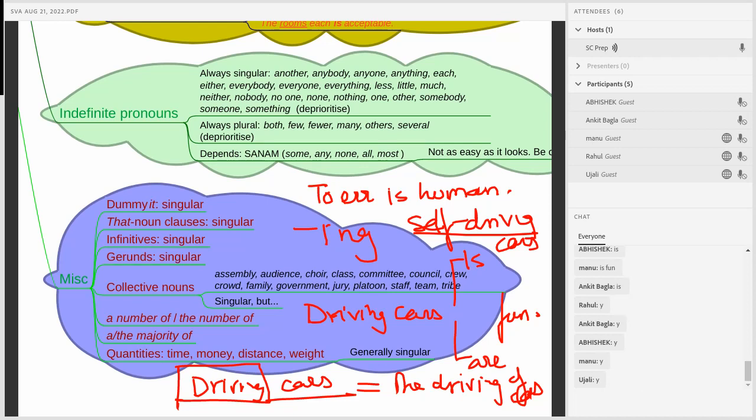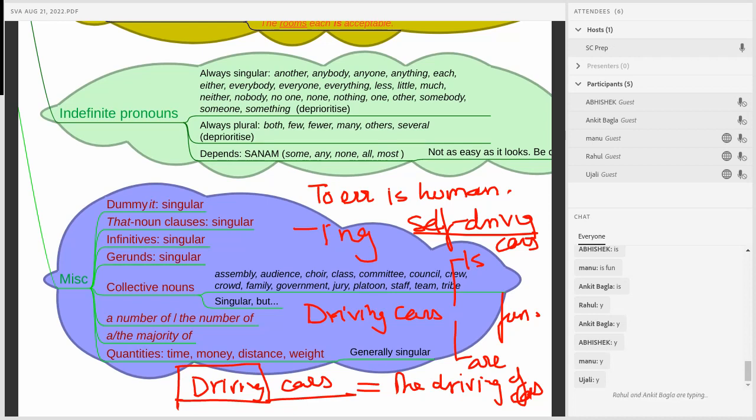Excellent. Now, the next one is collective nouns. Collective nouns are nouns that refer to a group of people or things collectively, together. So words like assembly, audience, or my favorite, class. Now, how many of you would be comfortable saying the class are seated, or would you say the class is seated?